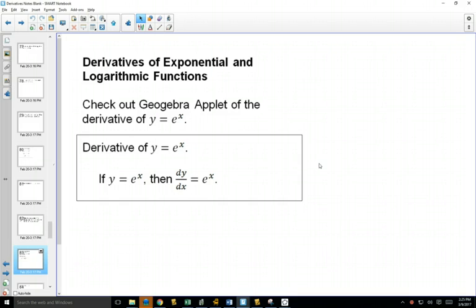Very exciting class today. We get to learn derivatives of exponential and logarithmic functions. Now, the number e is exciting just like the number pi. These are special numbers. You know, pi and e are things called transcendental numbers. They've even got a special name associated with them.